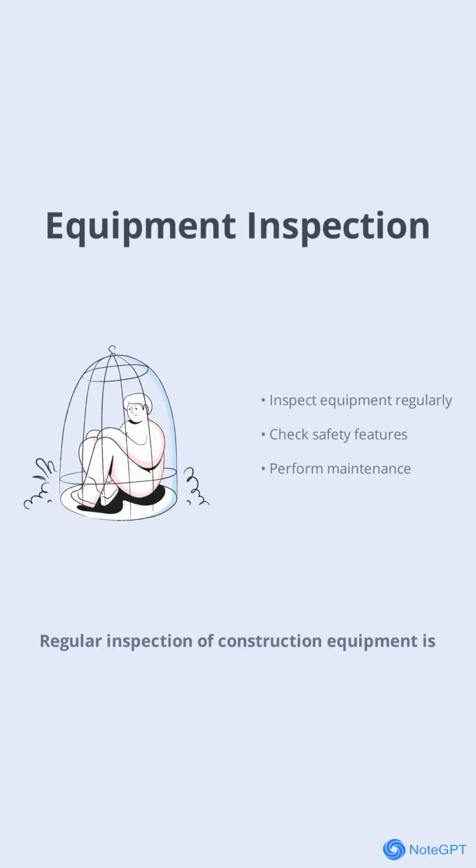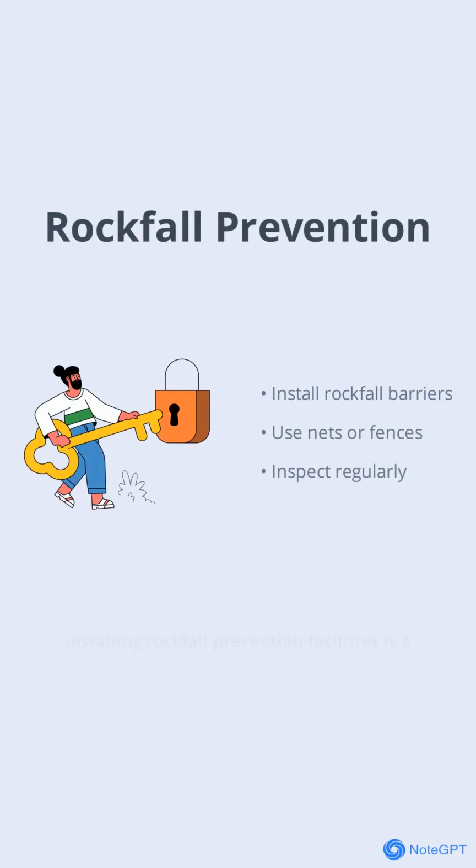Regular inspection of construction equipment is essential for maintaining a safe work environment. This includes checking for any signs of wear or damage, ensuring that all safety features are functioning, and performing routine maintenance. Well-maintained equipment not only reduces the risk of accidents but also improves the efficiency and quality of the construction process. Installing rockfall prevention facilities is a crucial safety measure in rock fill construction.